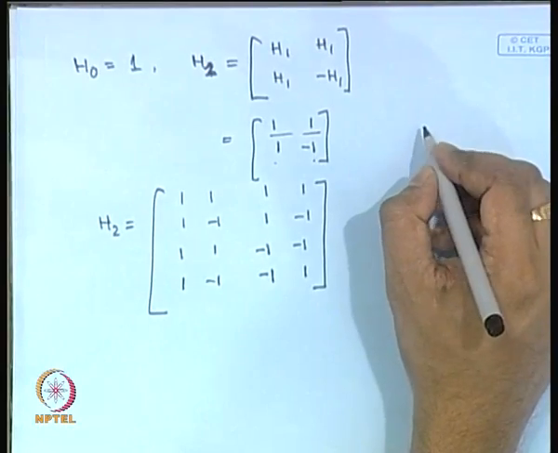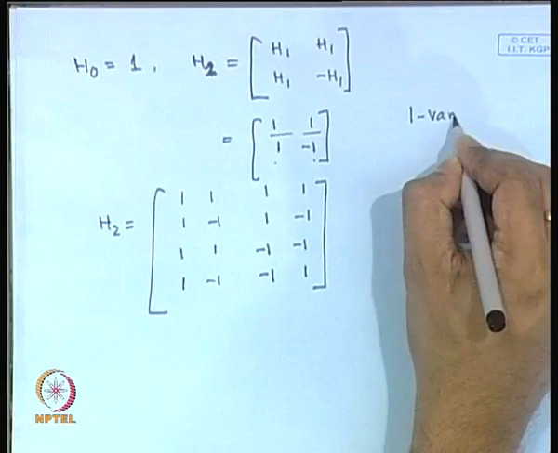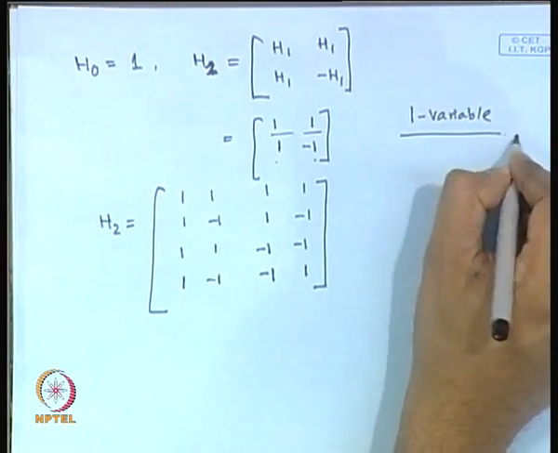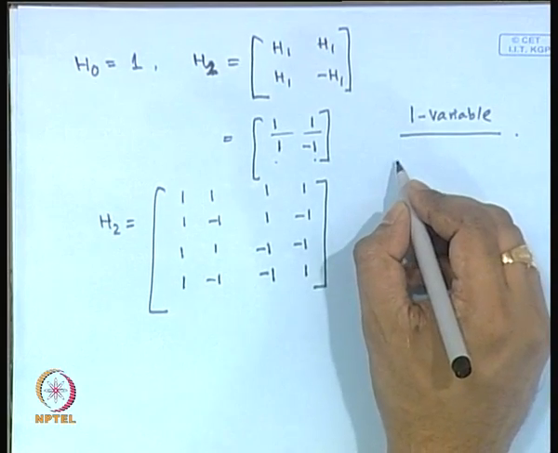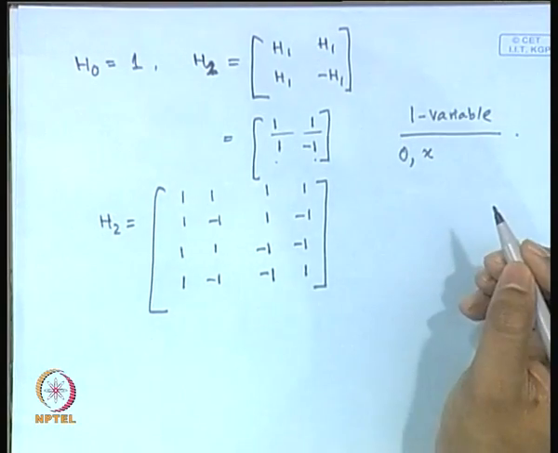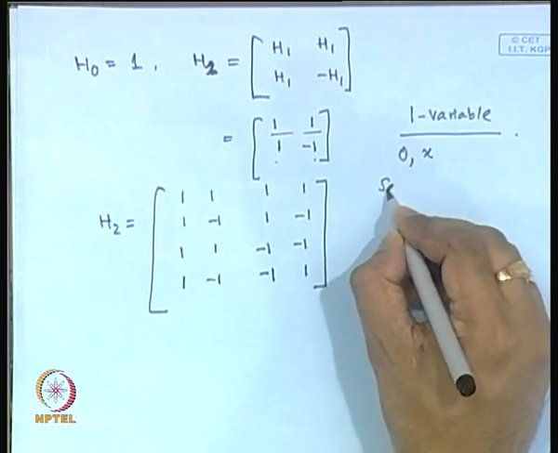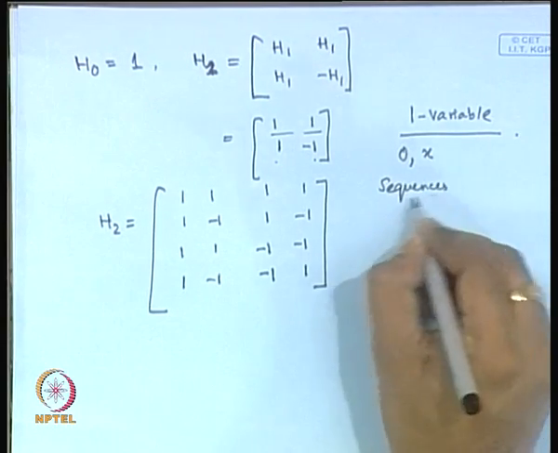Okay, so what is the corresponding sequence for 0? If you consider a one variable Boolean function, what are the possible linear functions? It is either 0 or x. So what are the possible sequences?